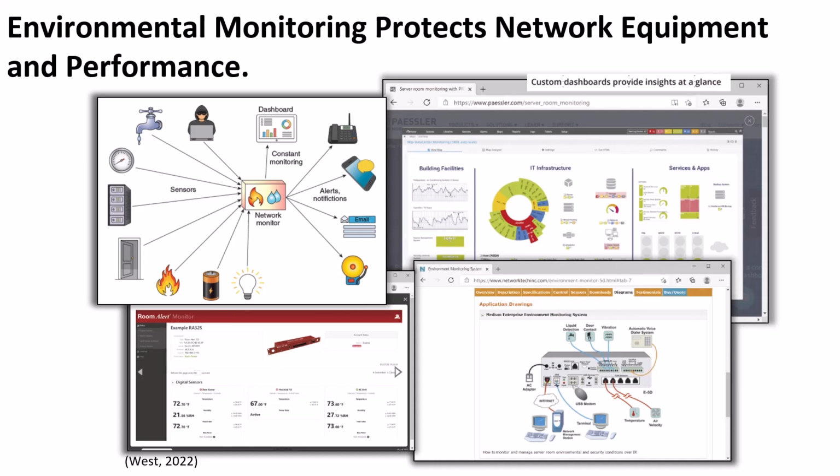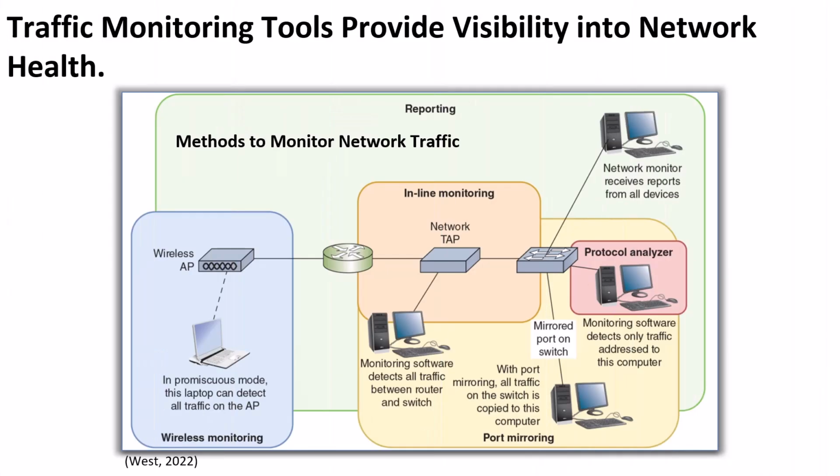But protecting the hardware is only part of the picture. We also need to see exactly what's happening inside network traffic. Traffic monitoring tools provide visibility into network health. Traffic monitoring helps spot performance issues and security threats before they spiral. There are three main ways to capture that data: wireless monitoring in promiscuous mode, inline monitoring using a TAP, traffic access protocol, and switch port monitoring. Once you have the data, tools like Wireshark can dig into the packets, while SNMP and NetFlow give you a broader view of devices and traffic patterns. Together, they make it much easier to detect anomalies or even malicious activity early.